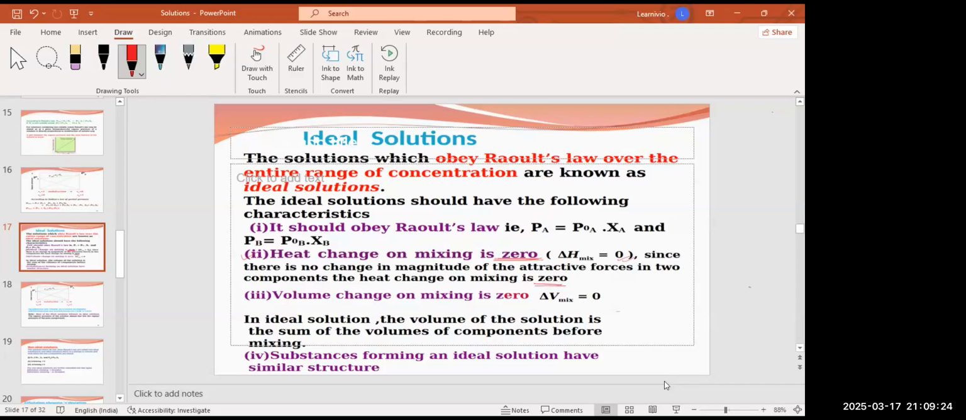Okay? And in an ideal solution, the volume change is also equal to zero. See, the volume of mixing is also equal to zero in case of the ideal one. In an ideal solution, the volume of the solution is the sum of the volumes of components before mixing. Okay, what is the volume of solution in the ideal one? Sum of both the volumes of components before mixing.